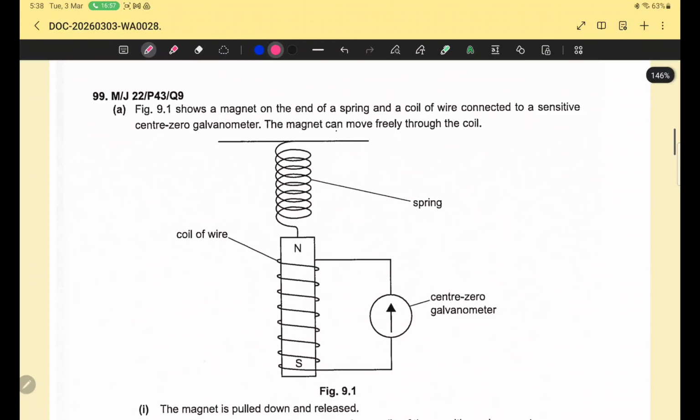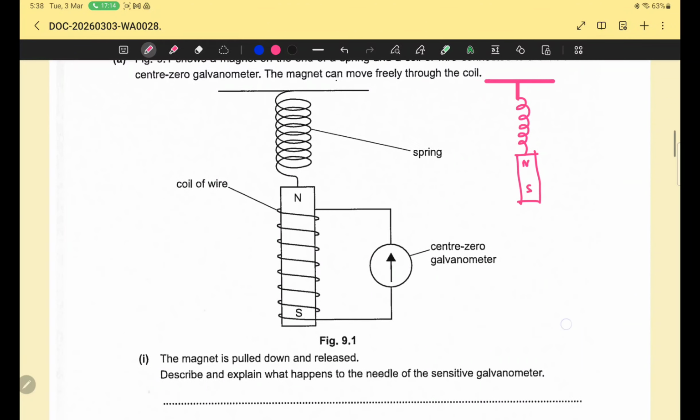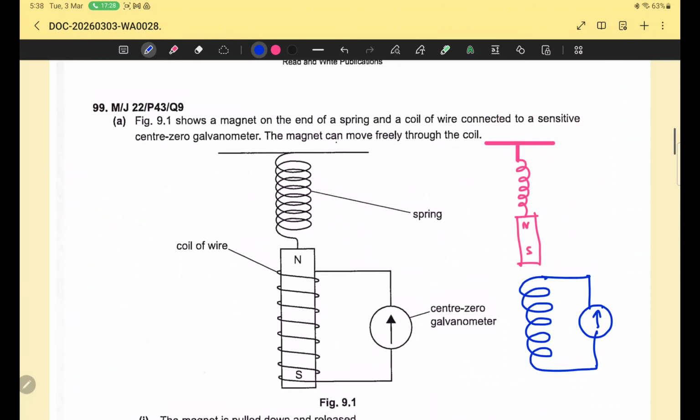And now another question. In this question, May June 2022, sir, a spring. Consider this is a spring. Its lower end is connected with a bar magnet, and consider this is a coil of wire, and this coil of wire is connected with a galvanometer. And then this magnet will oscillate, move down, move up, move down, move up.